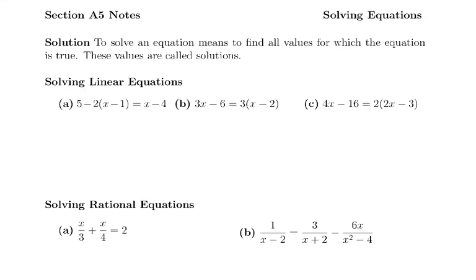If you are ever asked to solve an equation, that means you're looking for all possible solutions, so all values that make the equation true. To solve a linear equation, you can simplify each side separately and then get the variable terms on one side and the constant terms on the other, and then divide both sides by that coefficient to solve. That's not the only strategy to solve a linear equation, but it will work every time.